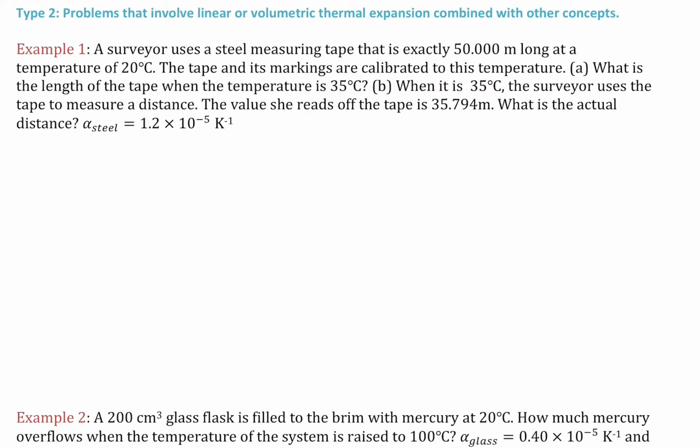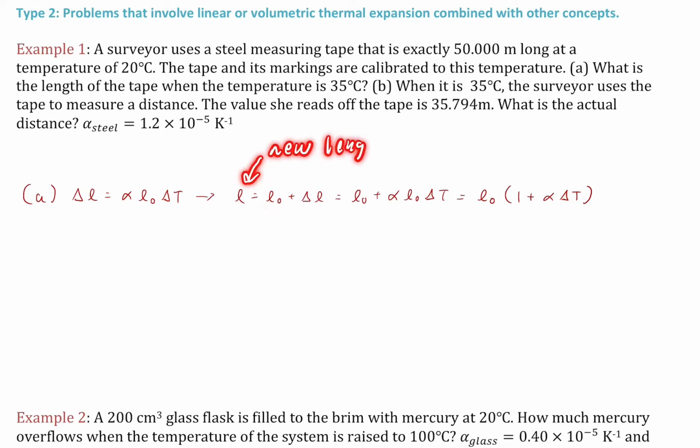How long would the overall tape be? All right, so we're just going to use delta L equals alpha times L naught times delta T, and then I'm going to solve for L. Look what I'm doing here. I'm going to say that L is equal to L naught plus delta L, right? And now this is the new length, and L naught is obviously the original length, and that's the change, okay?